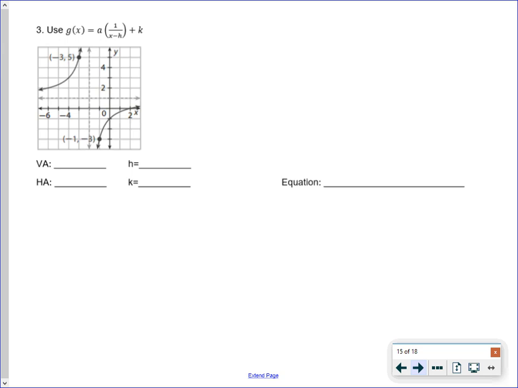So again, we're going to figure out our vertical and horizontal asymptotes first. Here's our vertical asymptote. It's the one that goes up and down. It's going to be in the form x equals h.